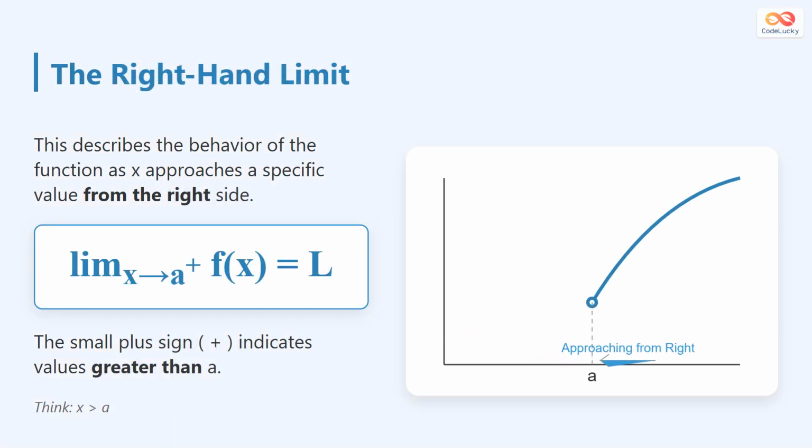Conversely, we have the right-hand limit. The notation uses a small plus sign. This means we are considering x values that are slightly greater than a. Here, we move along the graph from the right side, approaching our target.